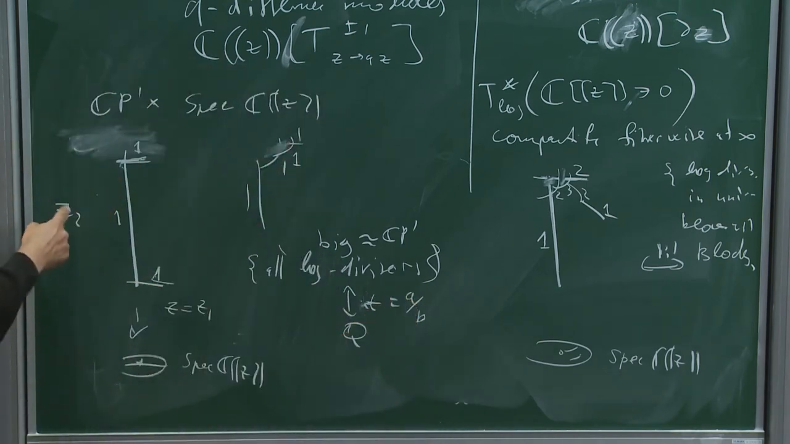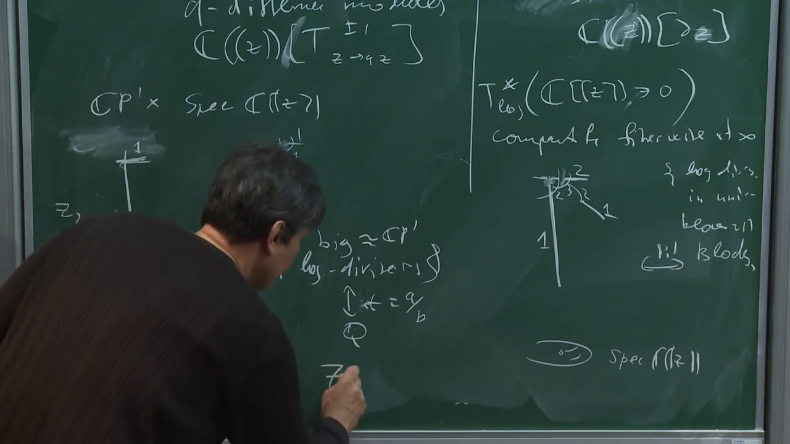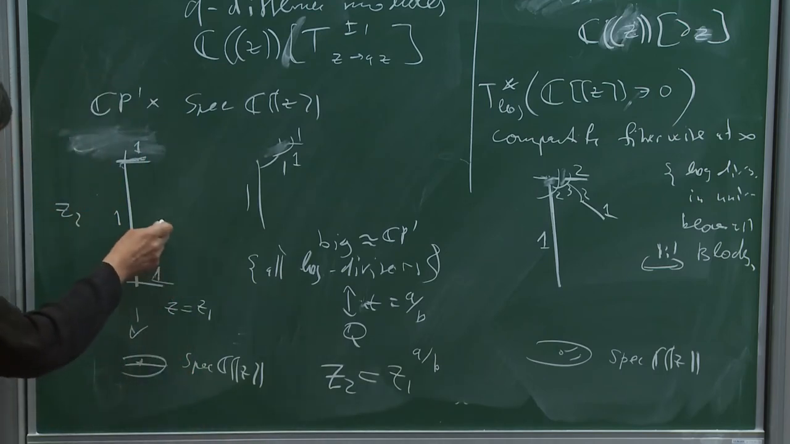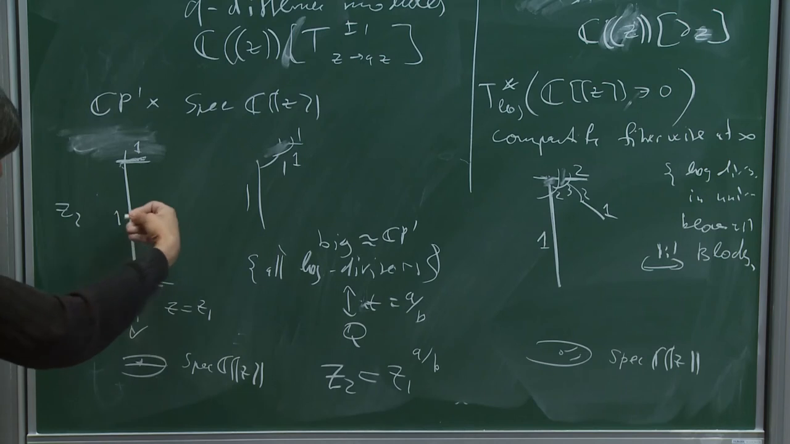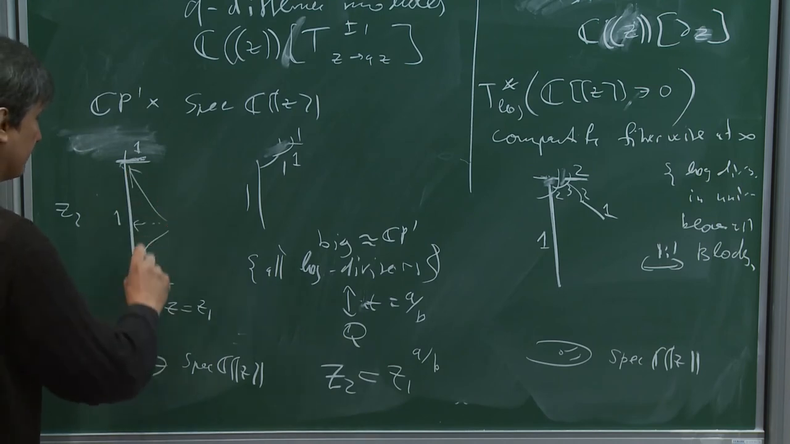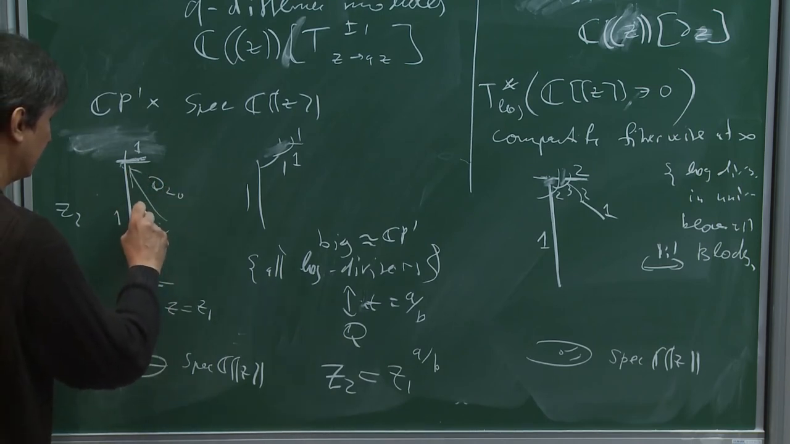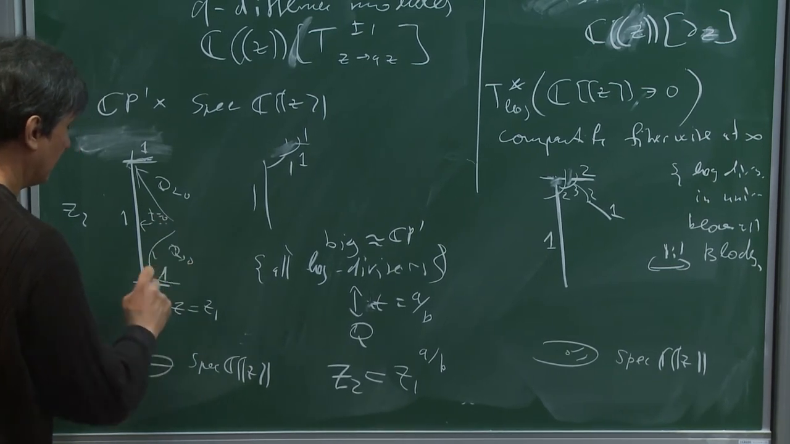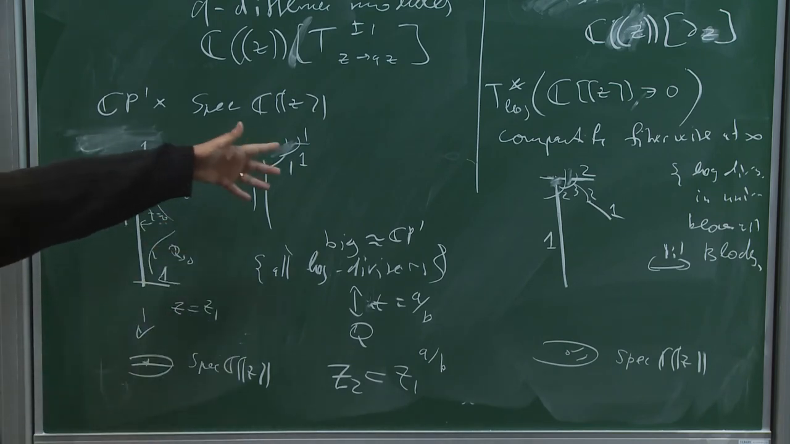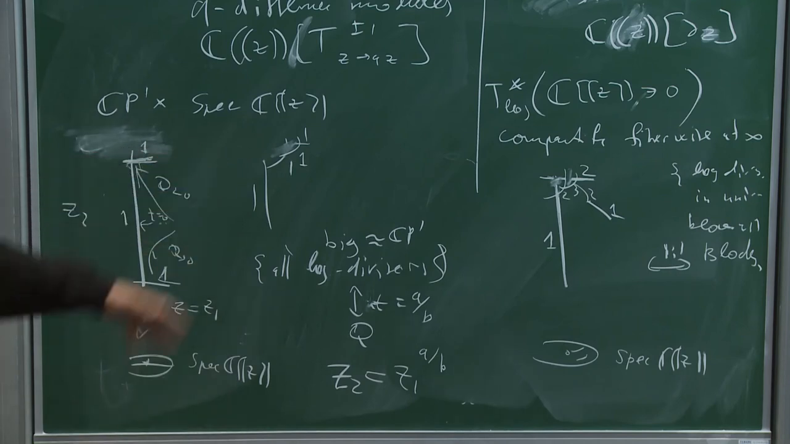Namely, if you introduce coordinates Z1 and Z2 here, you can see the curve Z2 equal to Z1 to the power A over B. You get a certain curve. If A over B is zero, you get a curve which intersects the vertical fiber. Or if it's negative, you go up. If Q is negative, it's T equal to zero, and if Q is positive, it goes down. And then these divisors appear from the Farey decomposition of fractions for rational numbers.